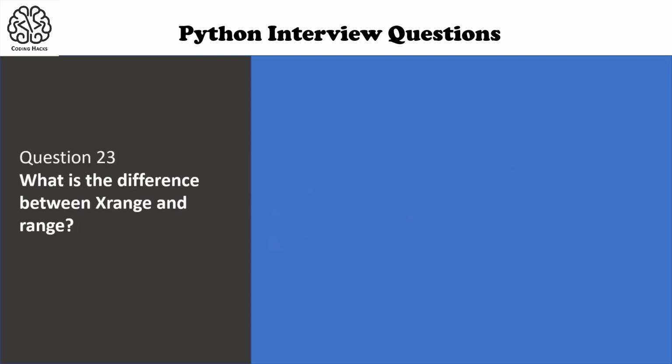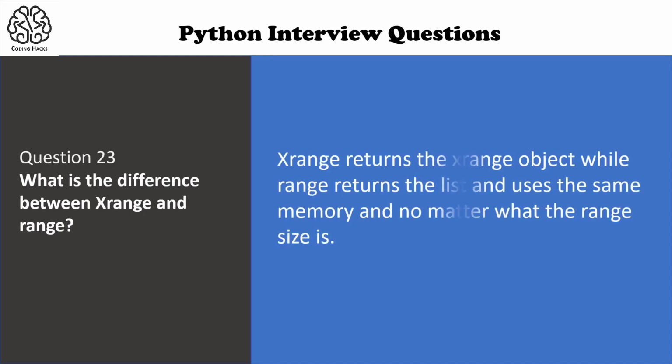The next question is, what is the difference between xrange and range? Xrange returns xrange objects, while range returns a list and uses the same memory no matter what the range size is.